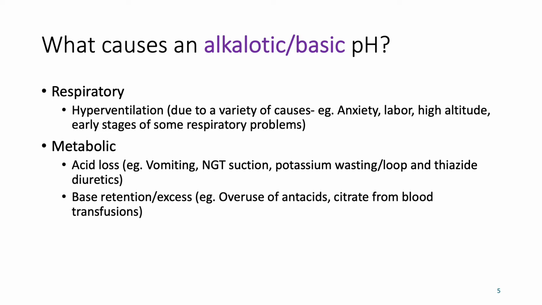Well, in our stomachs. So a patient who is losing a lot of stomach acid, whether it's from vomiting or from a nasogastric tube pumping stomach acid out, both of these are causes for loss of acid. Also, potassium-wasting diuretics like loop and thiazide diuretics can cause hydrogen ion loss. And remember, hydrogen ion loss is essentially acid loss.